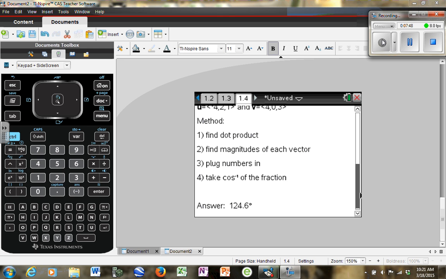Voila! Is that what you got, or something close to that? Because you should get -13 for the dot product, and then the magnitudes are square root of 21 and square root of 25. So you take the inverse cosine of that ratio, and you get about 124.567 degrees. With 1/10, we get 124.6.